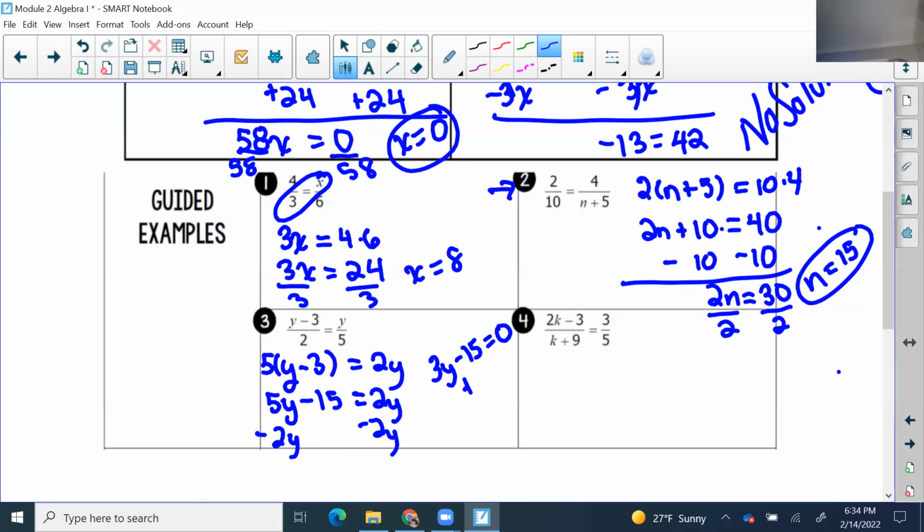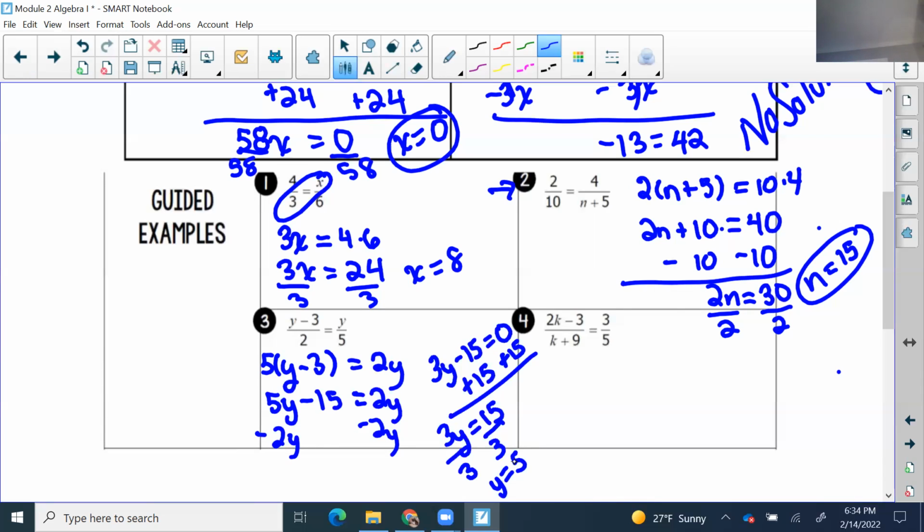So now I'm going to bring this 15 over by adding 15 to both sides of the equation, and I get 3y is equal to 15. Last step is to divide by 3, and y is equal to 5.